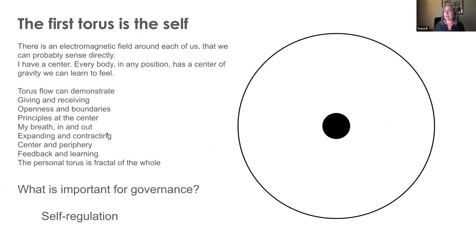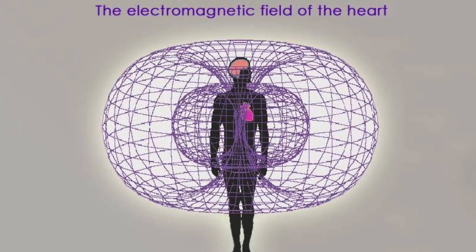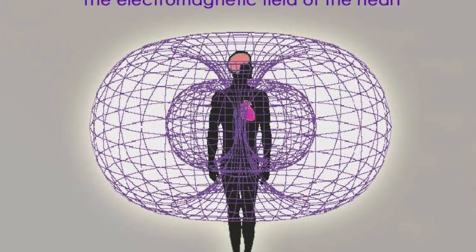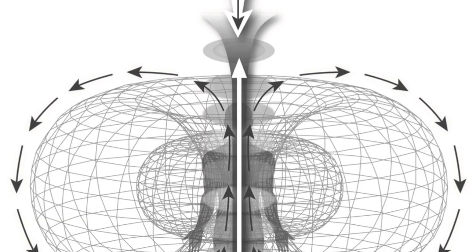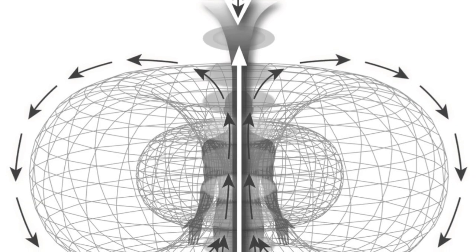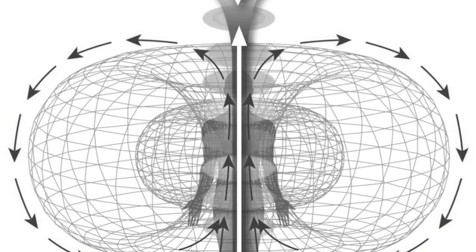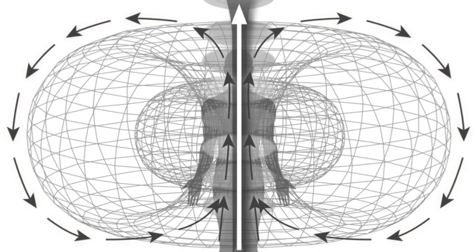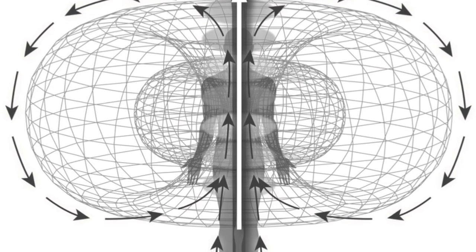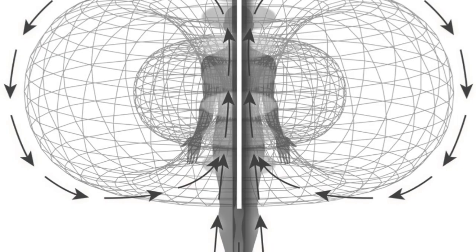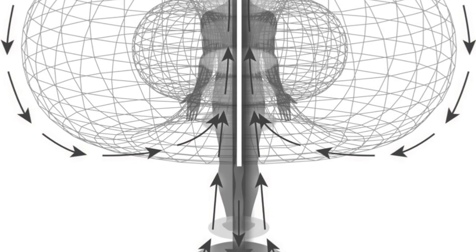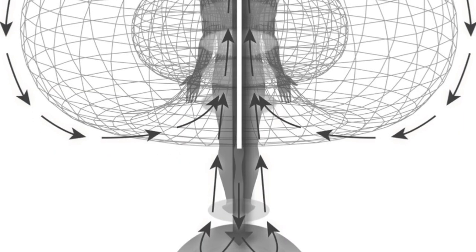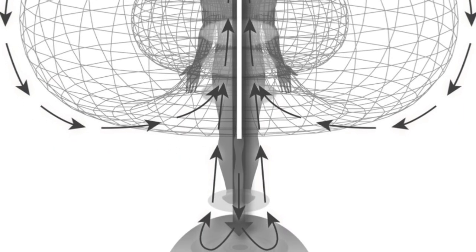So going again, the first torus then is the self. And I've seen many pictures of the electromagnetic field around the self being in the shape of the torus. I have a center. We all have a center of gravity. The flow can demonstrate the torus flow that we saw through me, can demonstrate giving and receiving, openness and boundaries, my principles at the center, my breath, in and out, expanding and contracting, center and periphery, feedback and learning. All of these, I think, are very important for regeneration.